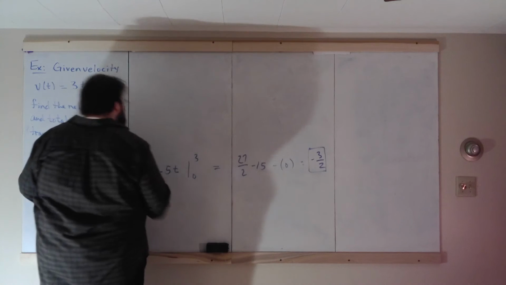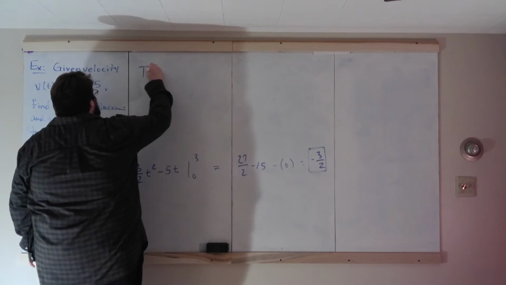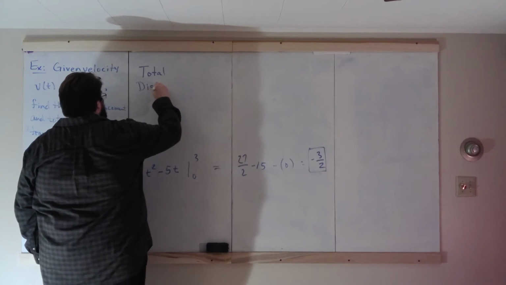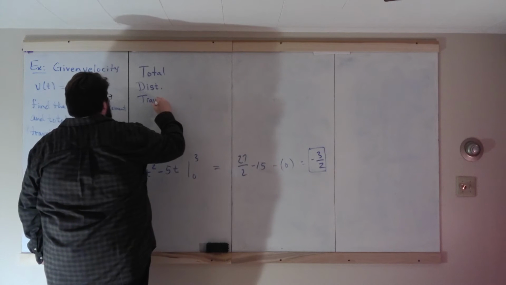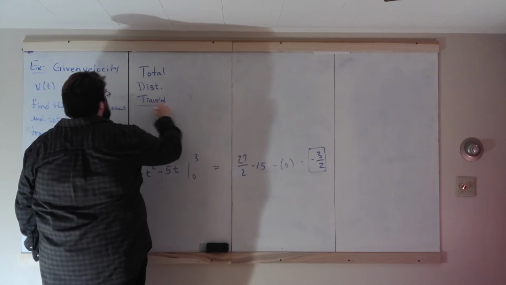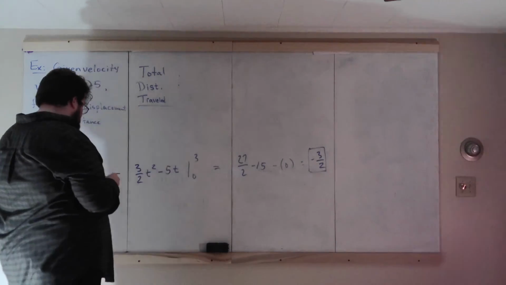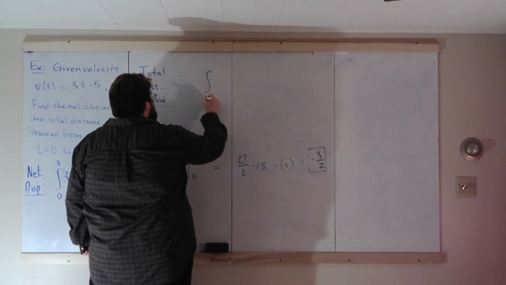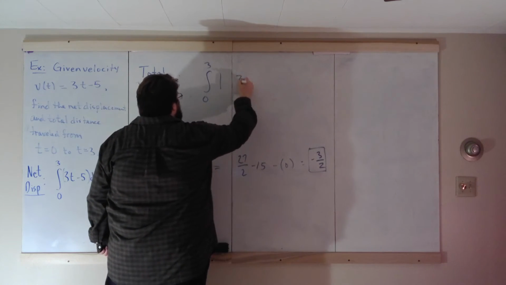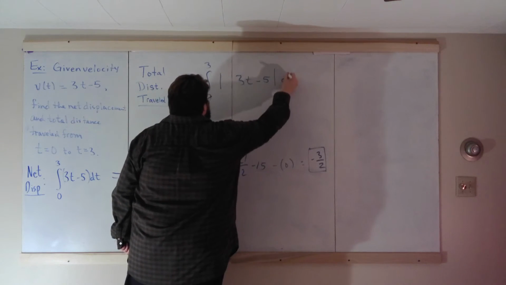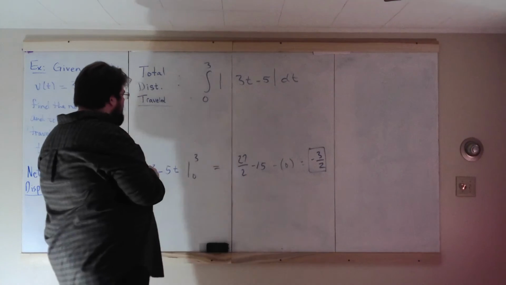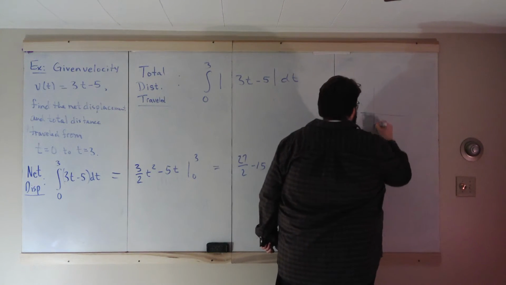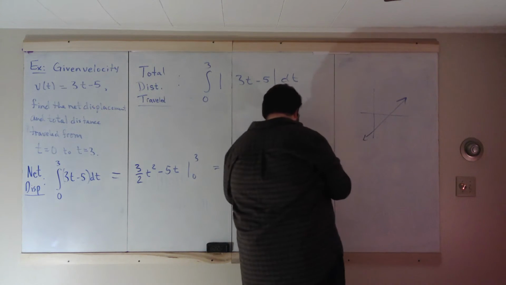Well, that's great. What about total distance traveled? Well, we're going to see that this computation is a real pain using an integral. Total distance traveled. Well, remember, to do this, we're going to consider walking backwards as a positive. So we're going to need to integrate the absolute value of our velocity function from 0 to 3. How do you integrate an absolute value? Well, what is 3t minus 5? 3t minus 5 is a line.